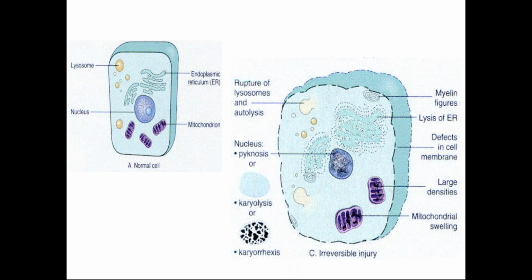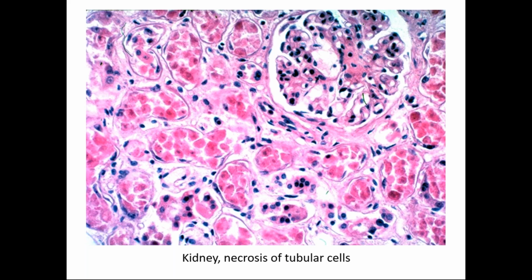So this is a normal cell which contains ribosomes, nucleus, endoplasmic reticulum, and mitochondria. Whereas in a necrotic cell, the cell is swollen first. The rupture of lysosomes and autolysis occurs. Shrinkage of the nucleus occurs, that is known as pyknosis. Then karyolysis and karyorrhexis occur. Mitochondria become swollen, and large dense accumulations occur in the mitochondria. Defects in the cell membrane also occur. Myelin figures are formed, and there is lysis of the endoplasmic reticulum. This is a picture showing the histopathology of the kidney with necrosis of the tubular cells.